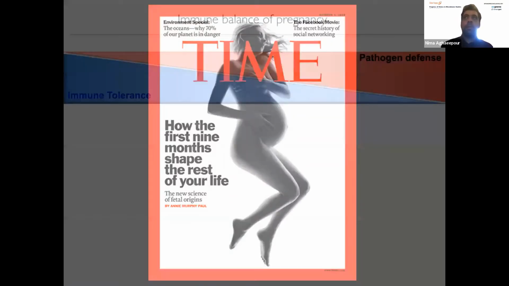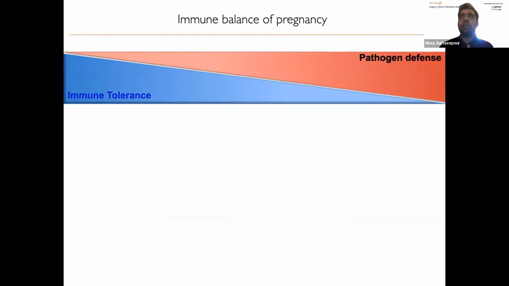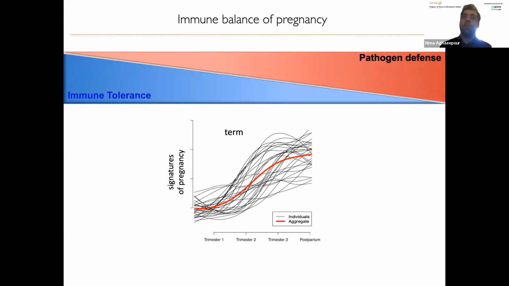During pregnancy, the immune system is striking a balance between pathogen defense for the mother versus immune tolerance for the fetus. So if we could understand what the normal progression of the immune system during pregnancy looks like, hopefully we can use that to detect abnormalities as well.